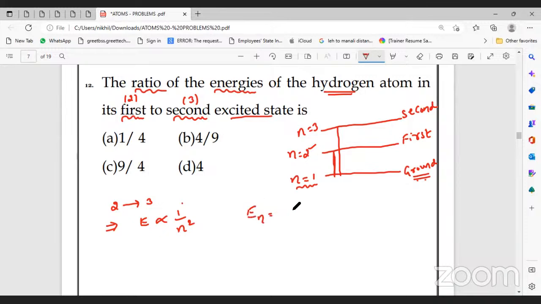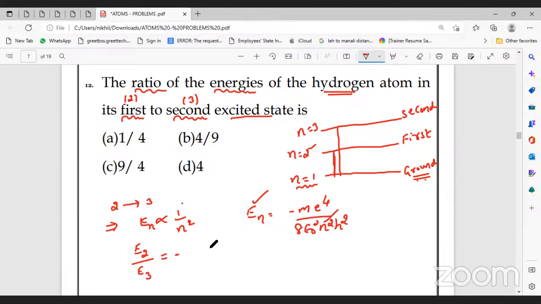Energy in the nth orbit is minus m e power 4 by 8 epsilon naught square n square h square. For hydrogen atom, I am not writing z square. Energy in the nth orbit is proportional to 1 by n square. So clearly, the energy in the first excited state, E2, divided by the energy in the second excited state, E3.